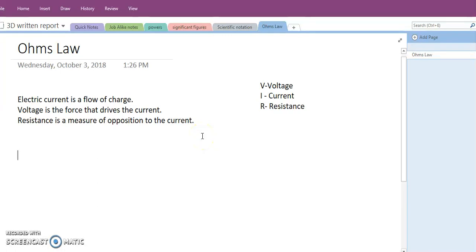Hello everyone, this is our lecture on Ohm's Law. Before we start doing anything, I want to review a few things from the last lecture. So here are a few key definitions and key points from the last lecture.